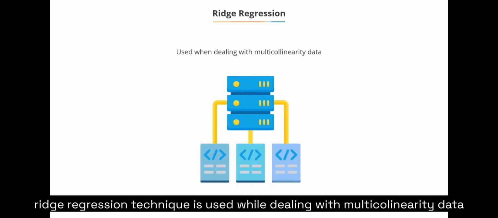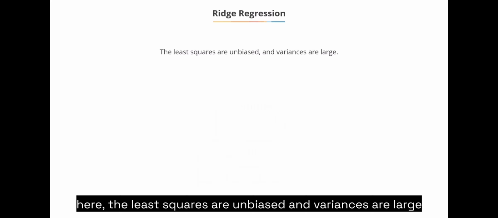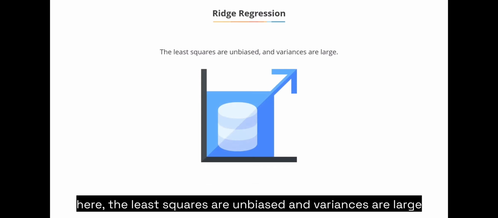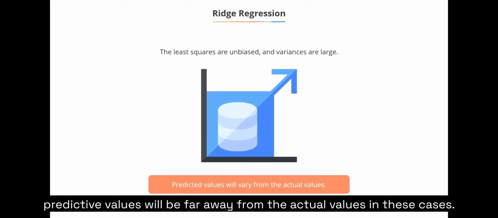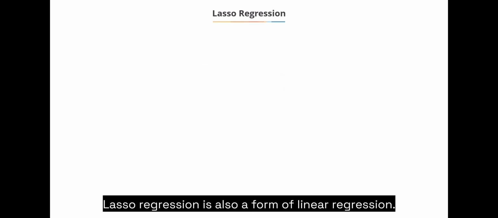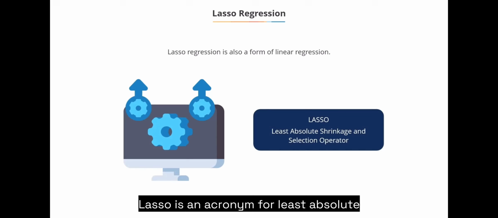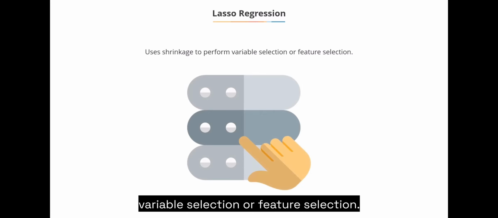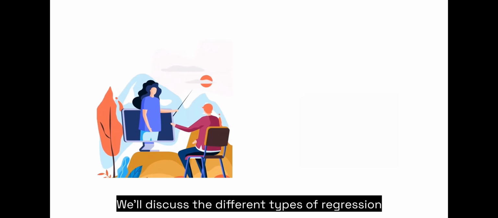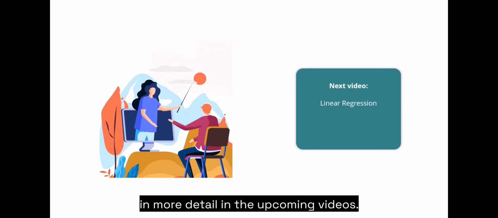Ridge regression technique is used while dealing with multicollinearity data. Here, the least squares are unbiased and variances are large. Predicted values will be far away from the actual values in these cases. Lasso regression is also a form of linear regression. LASSO is an acronym for least absolute shrinkage and selection operator. LASSO uses shrinkage and performs variable selection or feature selection. We'll discuss the different types of regression in more detail in the upcoming videos.